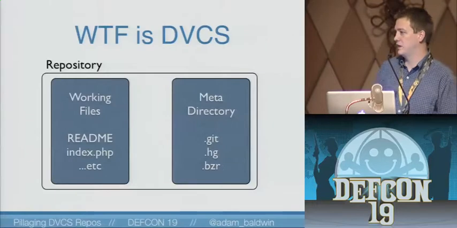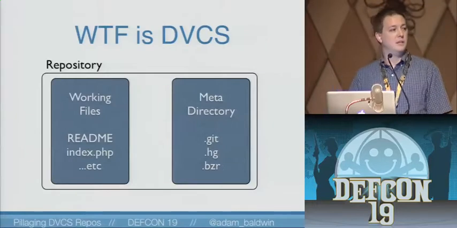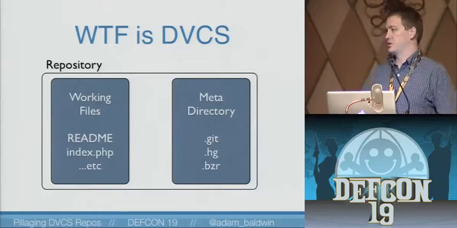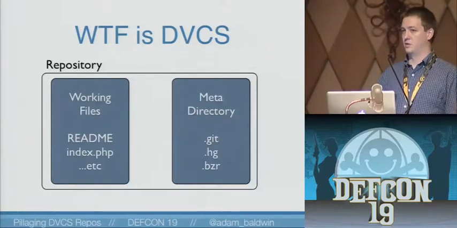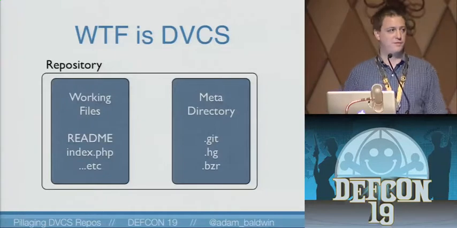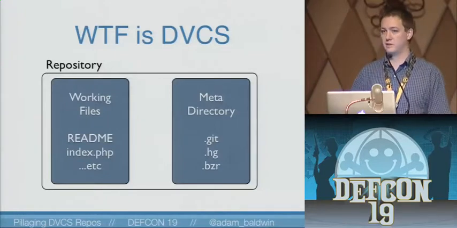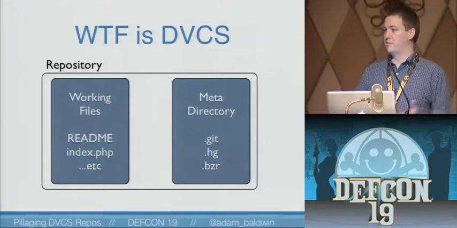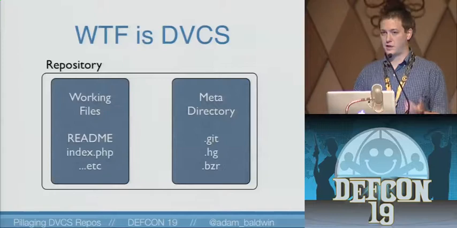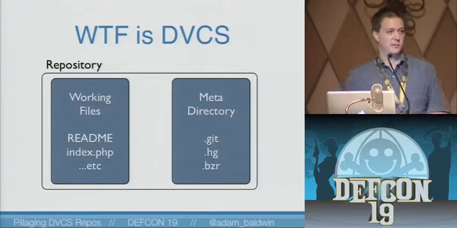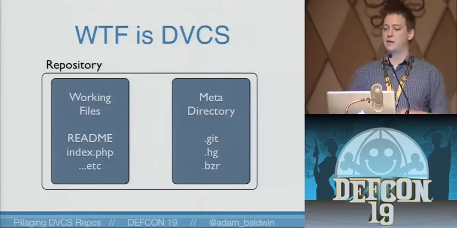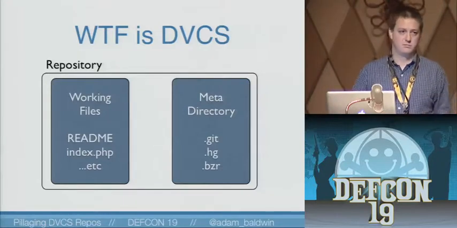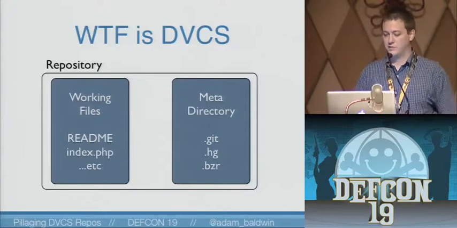For those of you that might not be familiar with what Git, Mercurial, or Bazaar are, they're distributed version control systems. They're source code management tools to keep track of revisions to files and crap like that. Sounds great. They're basically made up of a meta directory and a working tree at a high level. The meta directory is what we're going to be talking about today. The meta directory contains a bunch of really juicy information, and great, that's the high level overview.